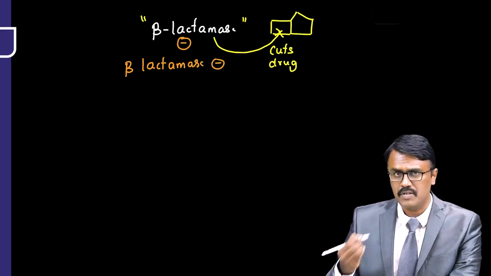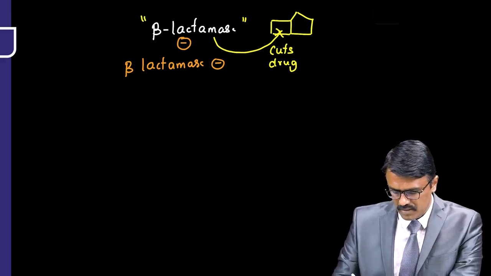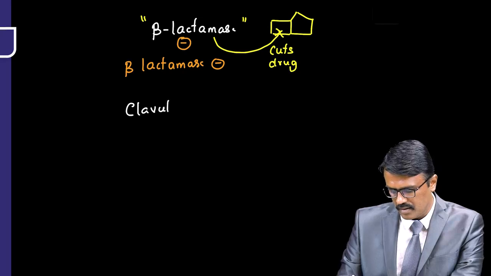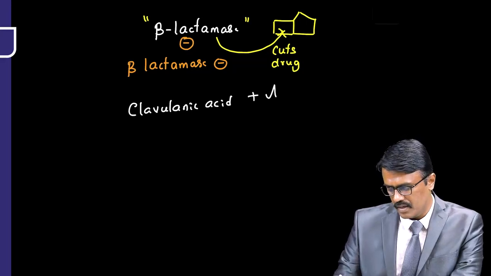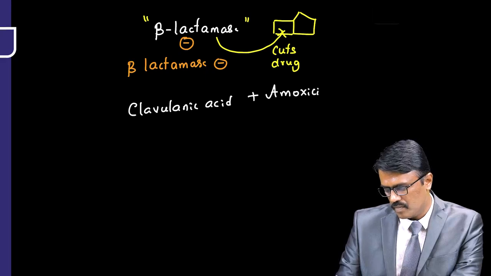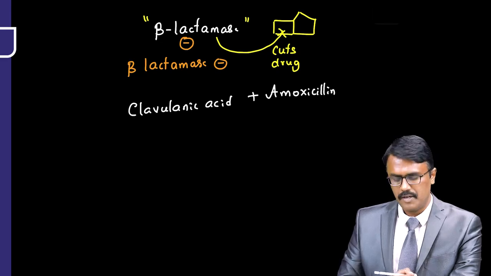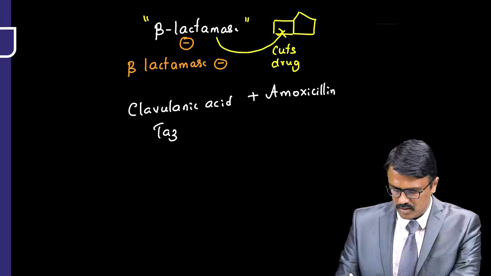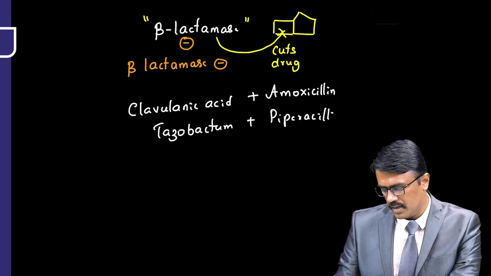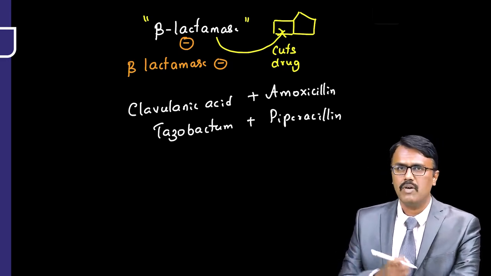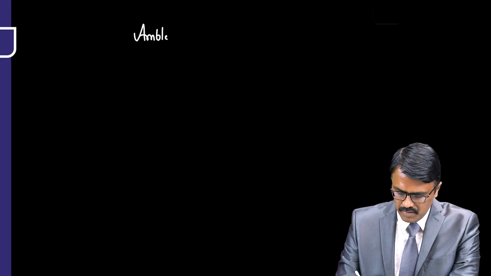I will give a classical example which we have discussed already. The beta-lactamase inhibitor is clavulanic acid. Along with that, we have to give the beta-lactam amoxicillin. For example, we have tazobactam. It is given with piperacillin. So like this, we combine the beta-lactam with beta-lactamase inhibitors. One more example is ampicillin with sulbactam. Now, the beta-lactamases are classified by Ambler. So there is the Ambler classification of beta-lactamase.